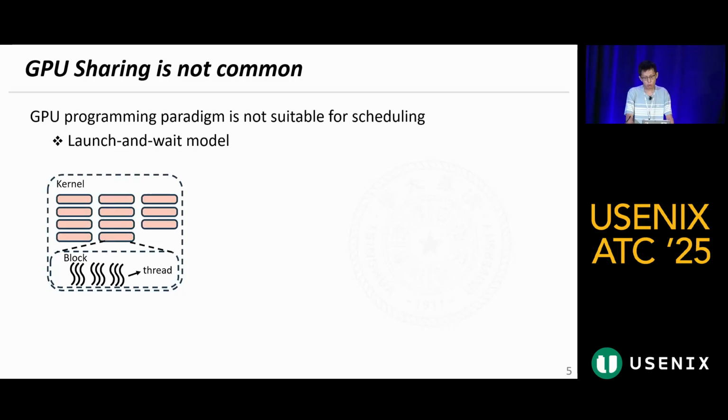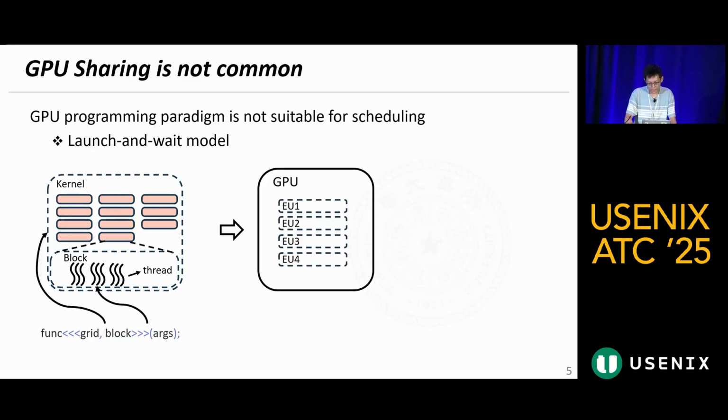Furthermore, the GPU programming model is not designed for fine-grained scheduling. Let's quickly review a GPU kernel. A GPU kernel consists of many thread blocks, each of which contains multiple threads. We launch a kernel, specifying the number of blocks and threads. Usually, the execution unit in the GPU is smaller than the numbers of the kernel. These blocks execute on the execution units in waves.